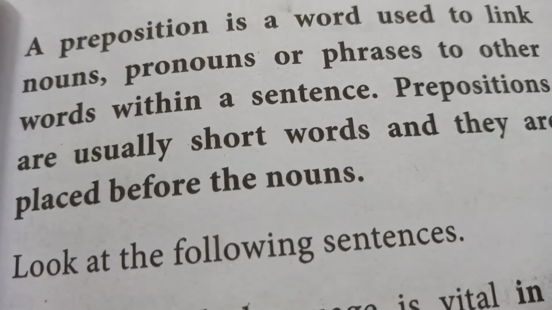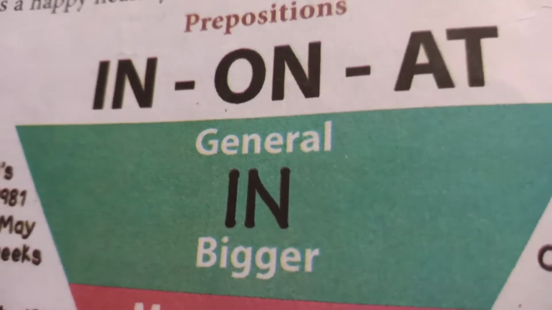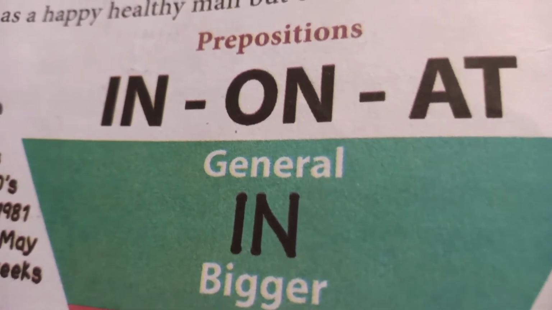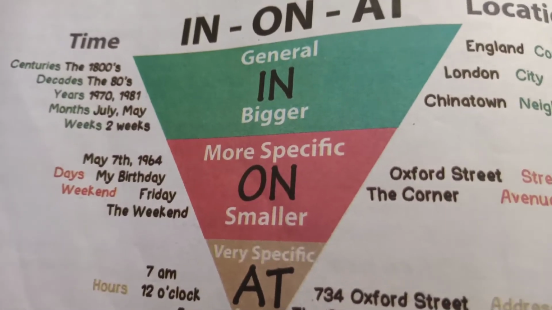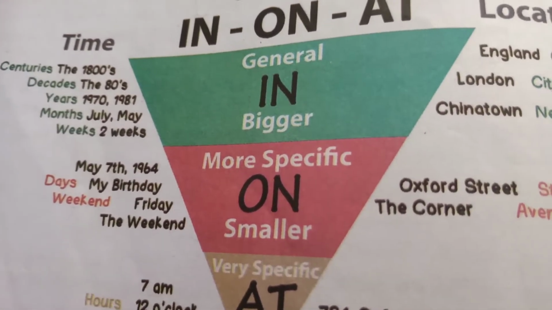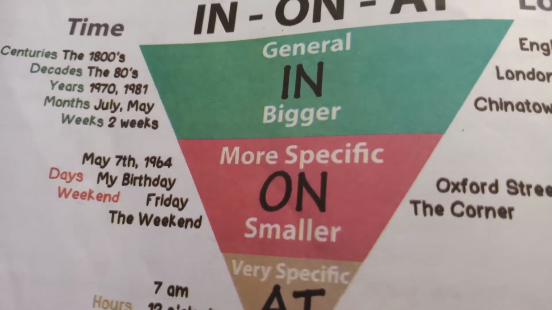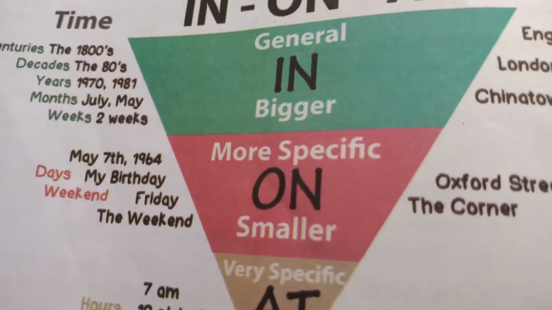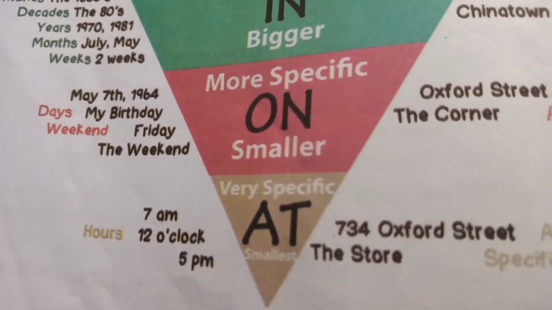Okay, so now we will see this triangle: in, on, at. It's a very frequently used word in a sentence. So here in this triangle, see, in is generally used for bigger places, and on is more specific and smaller than in, and at is very specific and the smallest.